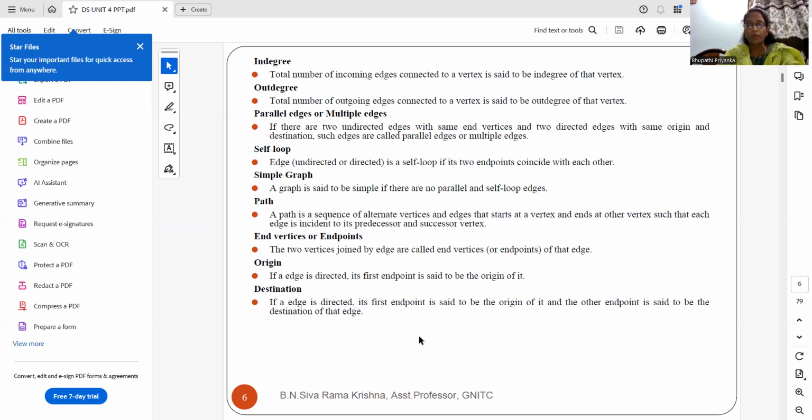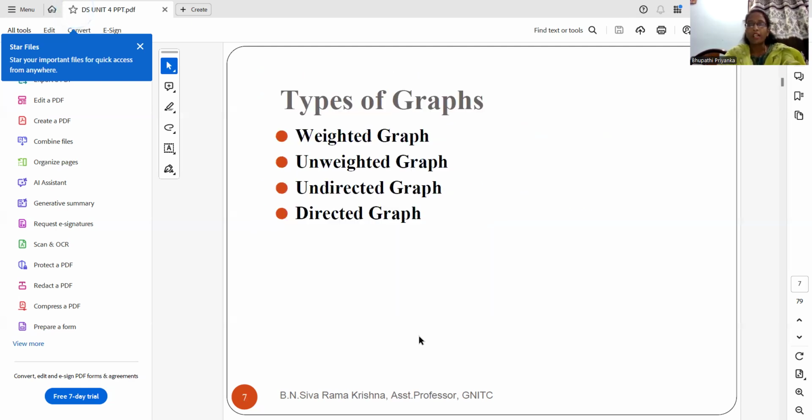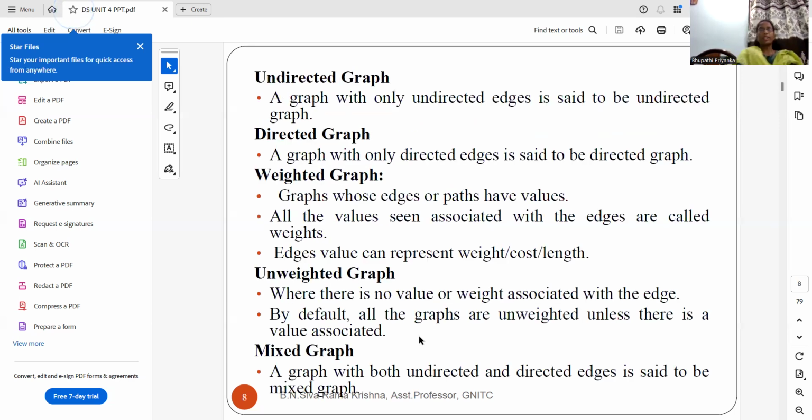Before going into all these terminologies, we'll see what the types of graphs are. We have 4 types of graphs: weighted graph, unweighted graph, directed graph, and undirected graph. We'll see them one by one. What is an undirected graph? A graph with only undirected edges is said to be an undirected graph. I'll explain the definitions one by one with examples so that you can understand easily.